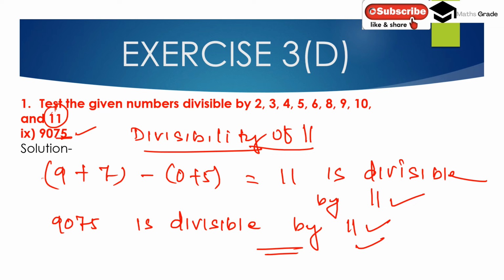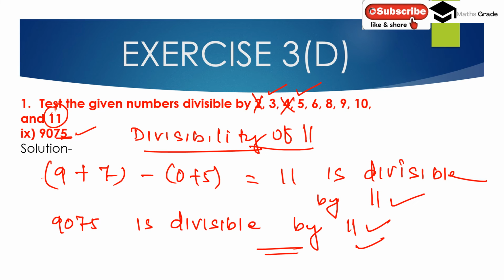Now we found that the number is divisible by some of these. It is not divisible by 2 because the last digit of the number is 5, which is not divisible by 2. The sum of the digits of the number is 21, which is 2 plus 1, that is 3. 3 is divisible by 3, so 9075 is divisible by 3. The last two digits of the number are 75, which is not divisible by 4, so this number is not divisible by 4. The last digit is 5, which is divisible by 5, so 9075 is divisible by 5.